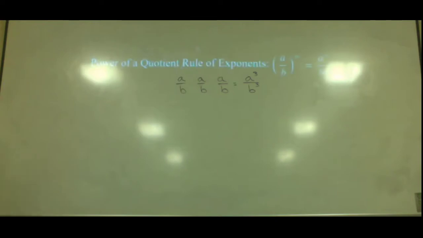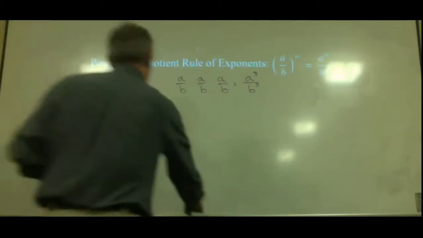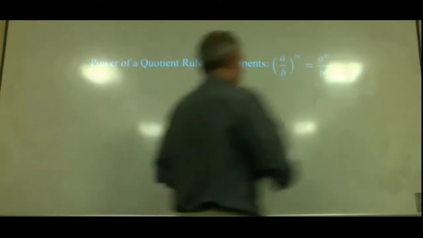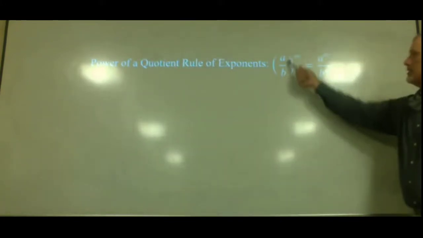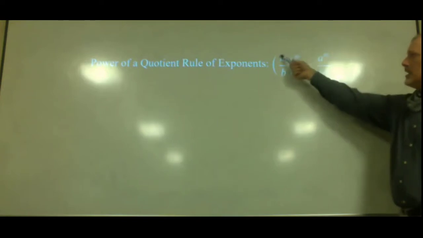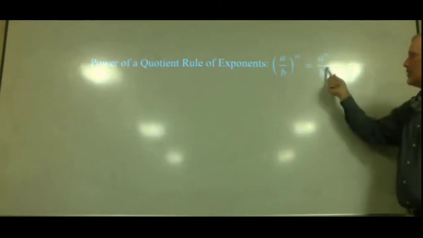So here's our rule for that. Quotient rule, power of a quotient. Quotient means you're dividing. So if you have a fraction, a quotient, a over b, and it's raised to the m power, the m just applies to the a, and the m applies to the b.